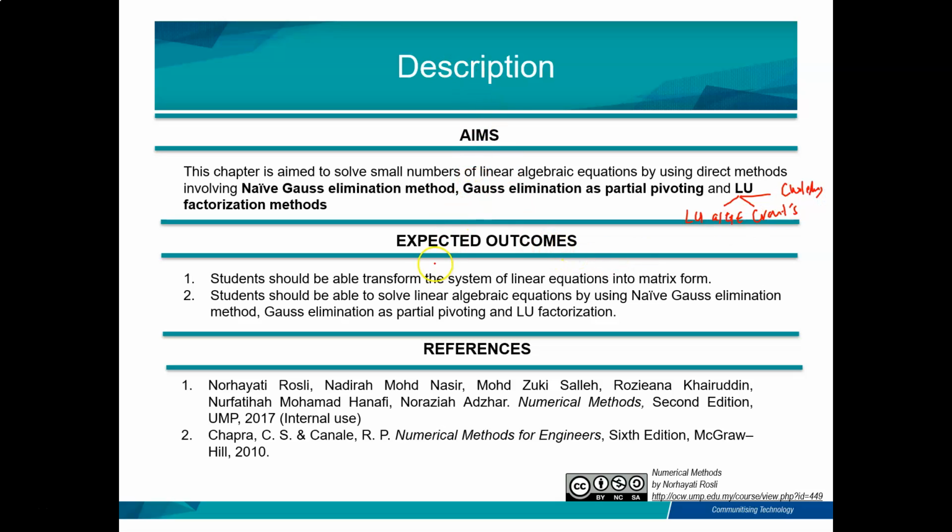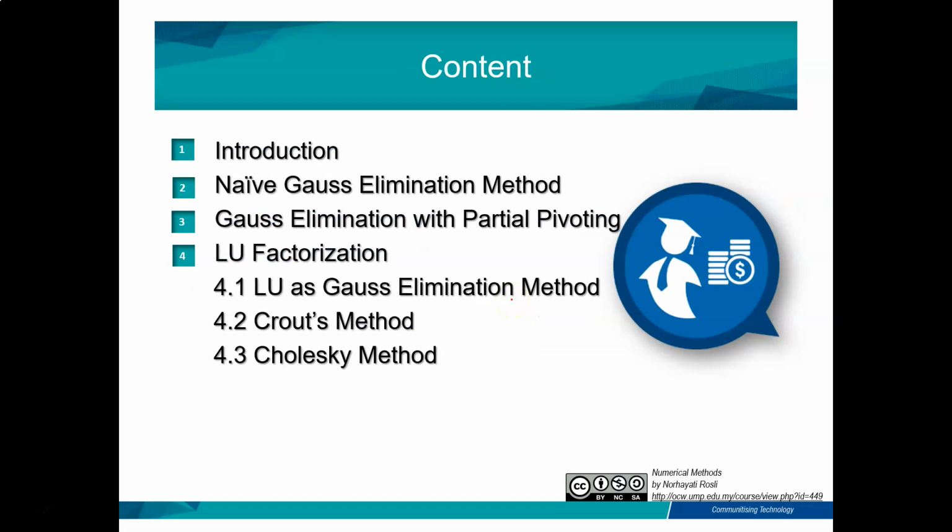So the expected outcomes of this topic, by the end of this chapter or by the end of this subtopic, you should be able to transform a linear system or linear equation into matrix form. And then for that linear algebraic equation, you need to know how you can solve it by using naive Gauss elimination method, Gauss elimination with partial pivoting, and also LU factorization. So all these are the topics that will be covered in the direct method. For today's class, we'll go to the naive Gauss elimination method.